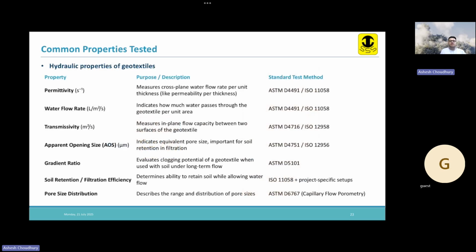Then you have the soil retention or filtration efficiency, which determines the ability to retain soil while allowing water flow. This is done as per ISO 11058 or similar for the filtration. Then we have pore size distribution, which describes the range and distribution of pore sizes.